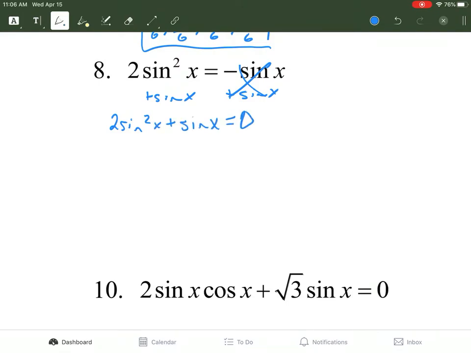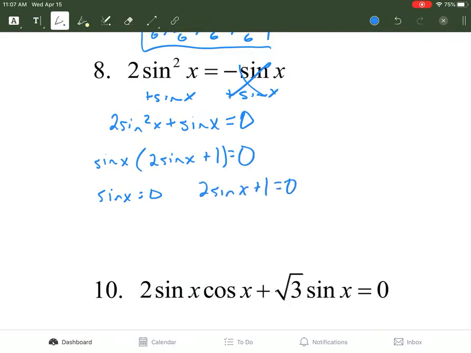And when we do that, we should realize that we can factor a greatest common factor out of this equation. We can take a sine out. And then we're left with 2 sine of x plus 1 equals 0. Now we have these two factors. We can set them both equal to 0 separately. We have sine of x equals 0. We have 2 sine of x plus 1 equals 0. Okay, so the first one is already solved for sine of x, so that one's done for now. The other one we have to subtract 1 and then divide by 2. So we subtract 1, divide by 2, we get sine of x equals -1/2.